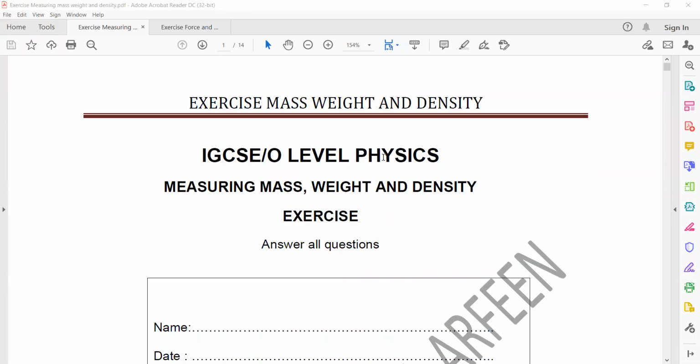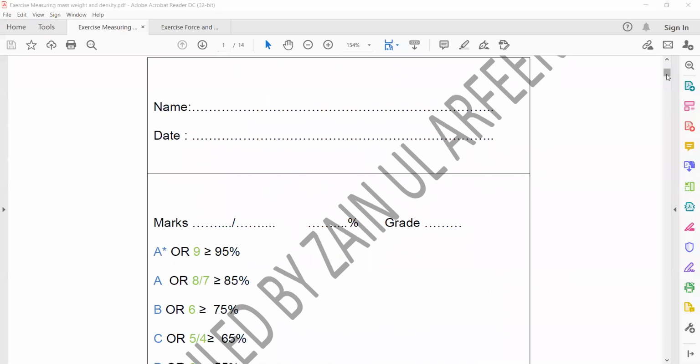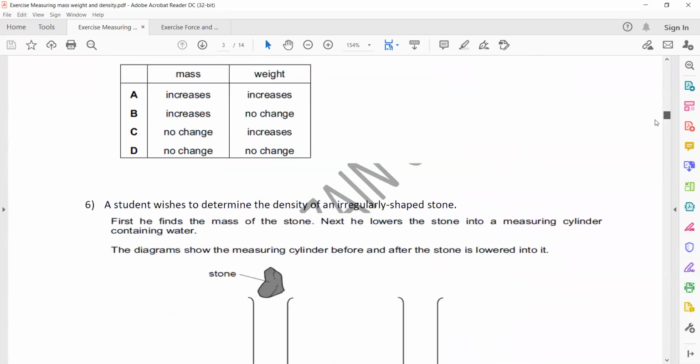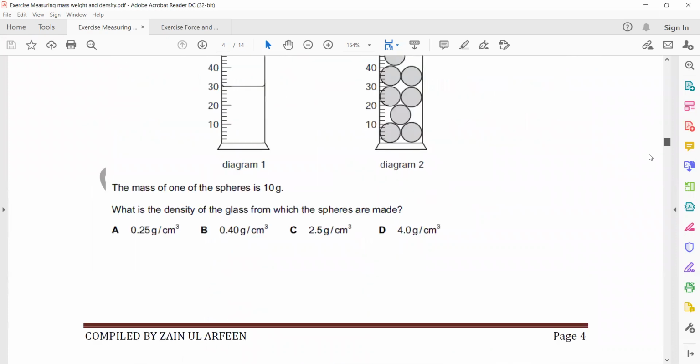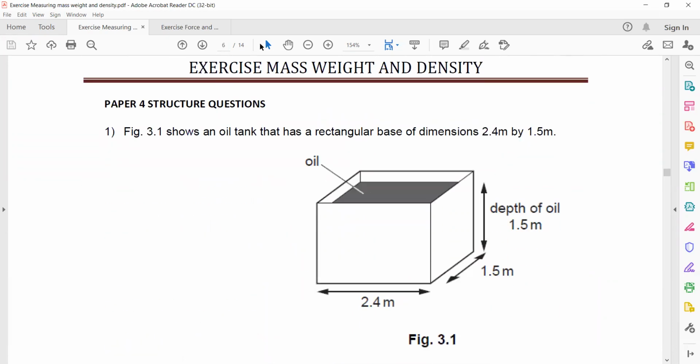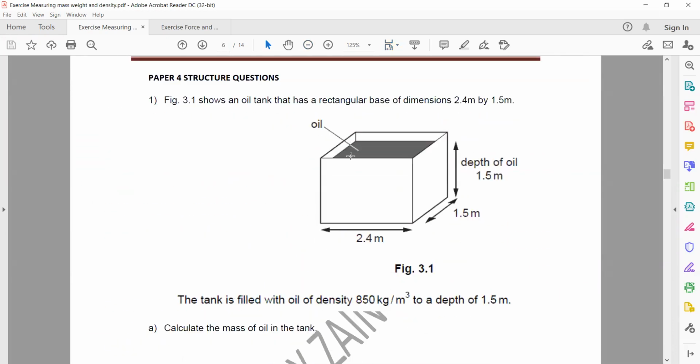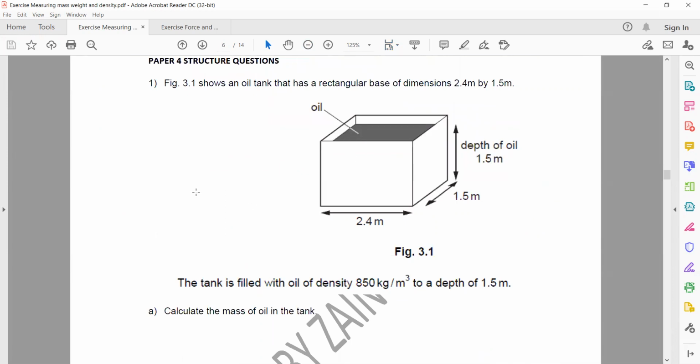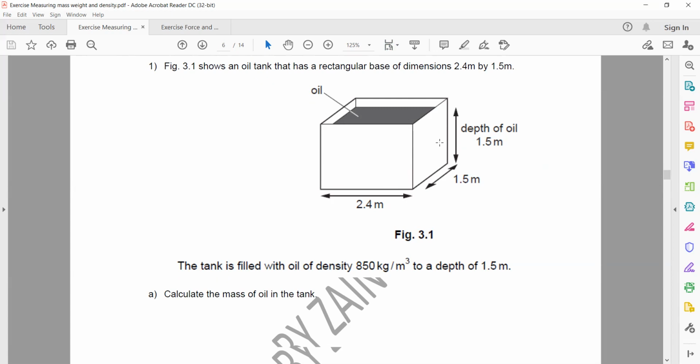So in this session, we will do the structure question related to the topic measuring mass, weight, and density. In the first question, figure 3.1 shows an oil tank that has rectangular dimensions which are 2.4 meter by 1.5. So one of the sides is 2.4, another side is 1.5, and the height is also 1.5.